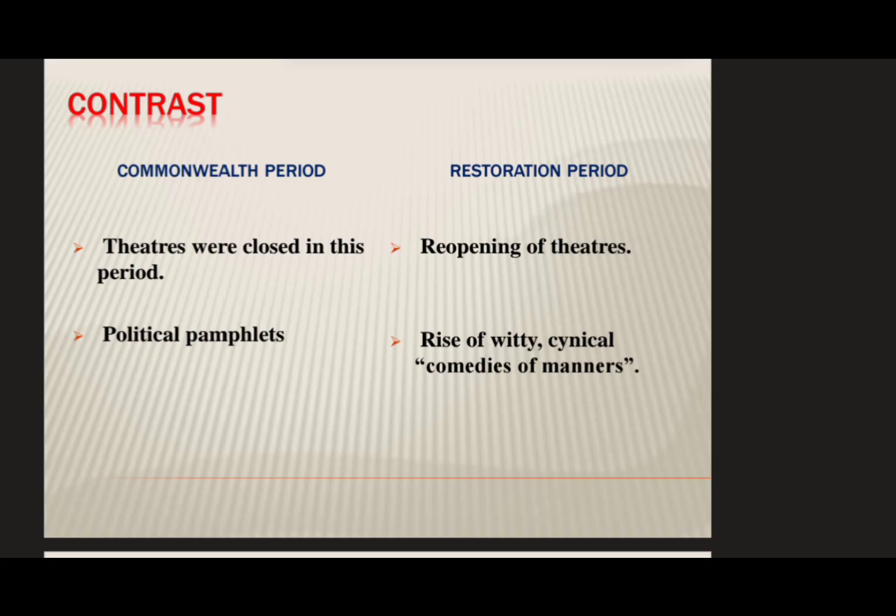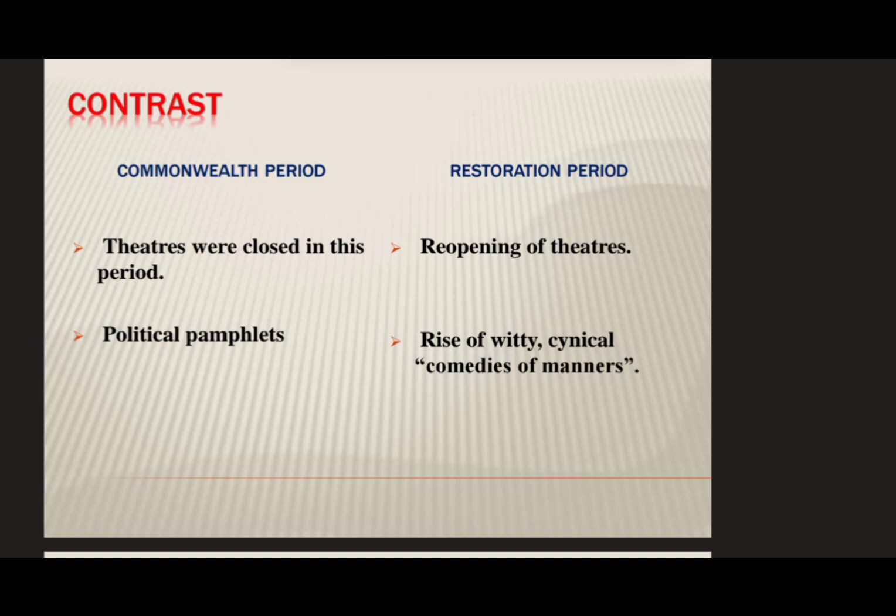Now, what is comedy of manners? It is a genre that talks about realistic and satirical comedy, often showing the hypocritical behavior of the elite class or the rich class. That is called comedy of manners, which was popularized in Restoration period.